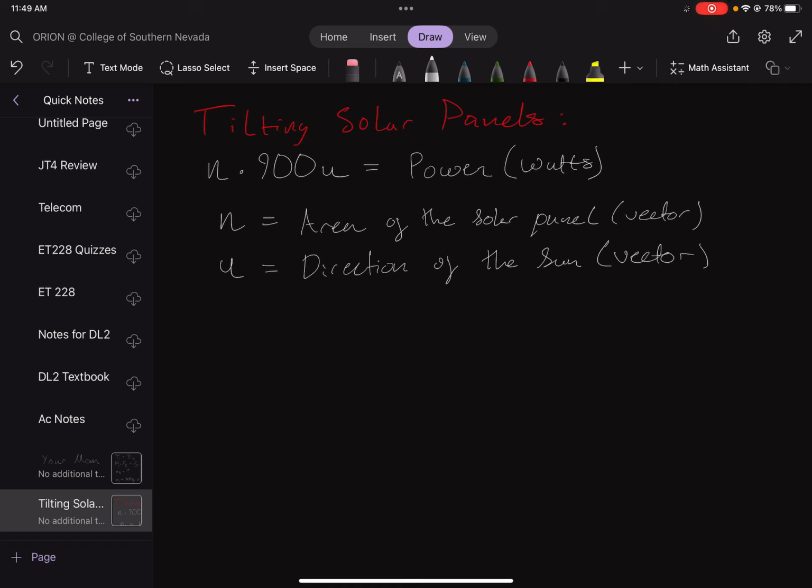And then finally we have the value 900, which basically equals power density. So watts per squared meter. So we basically use these three values to calculate roughly how much energy is being generated by a solar panel. That is the general idea of this formula.